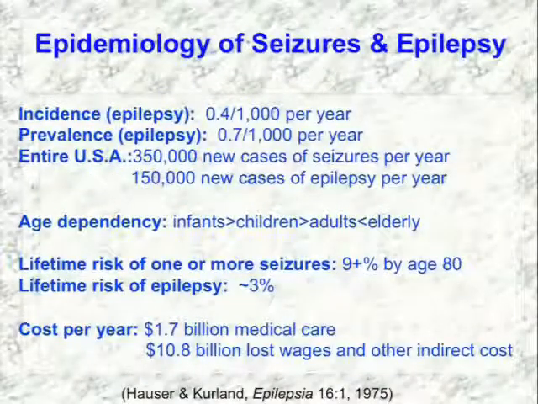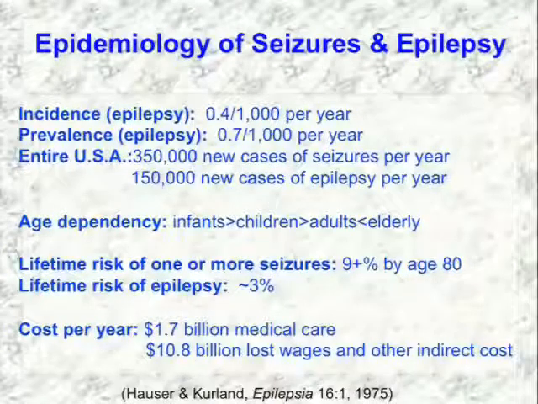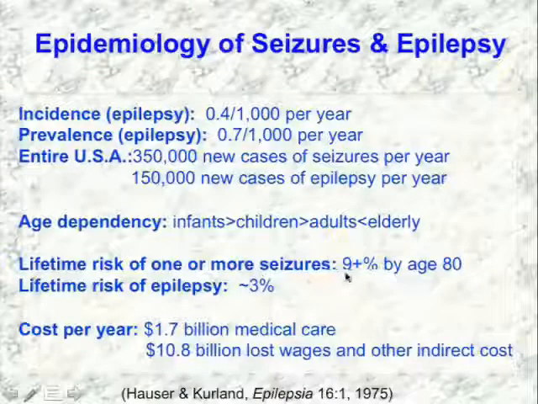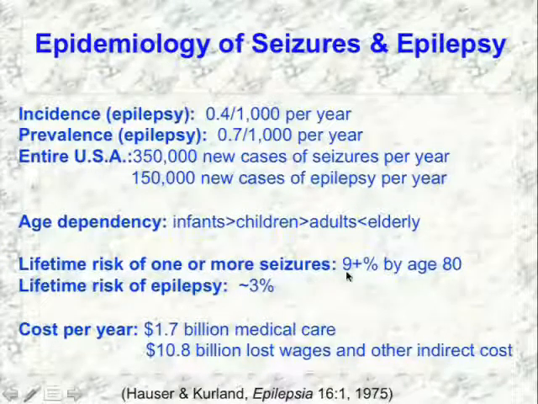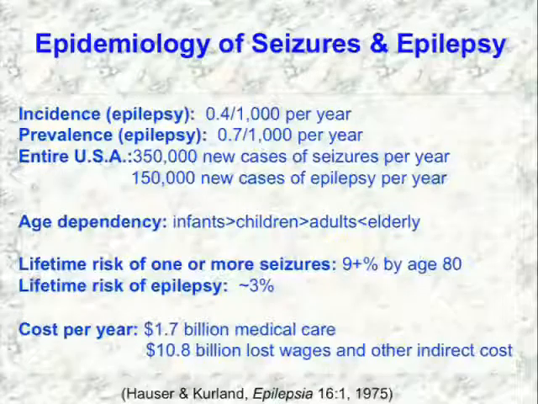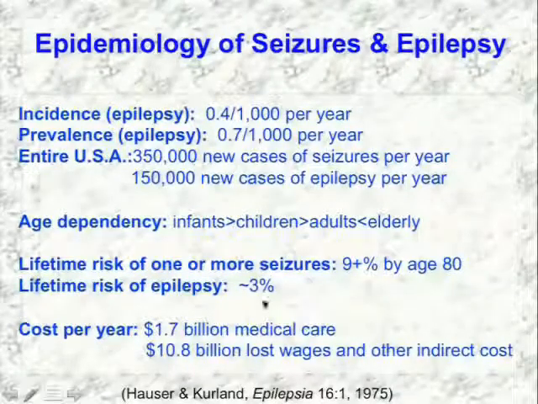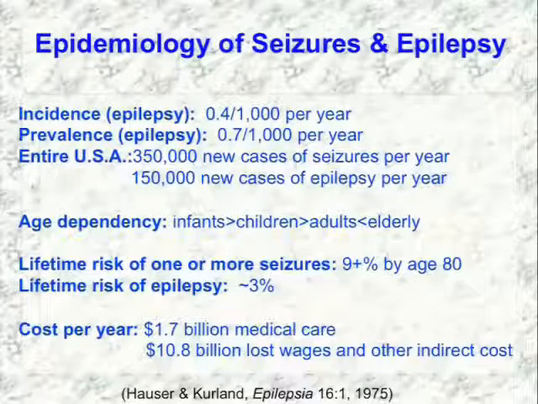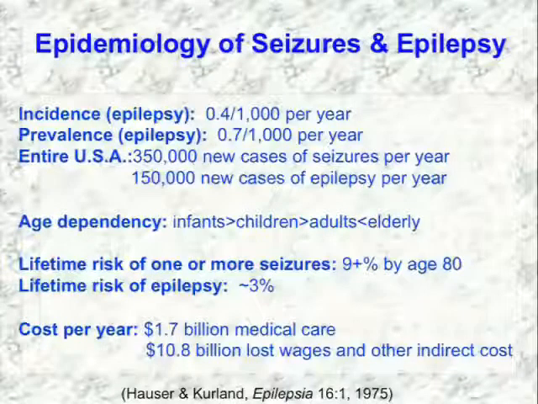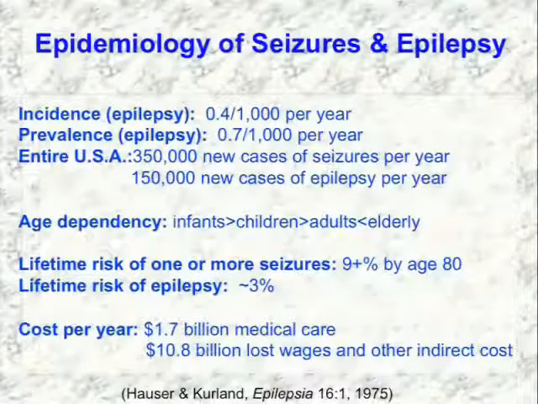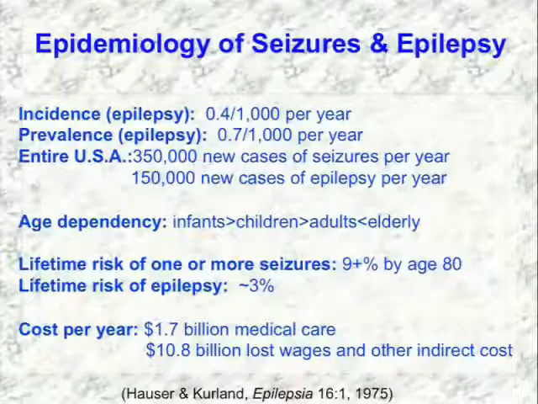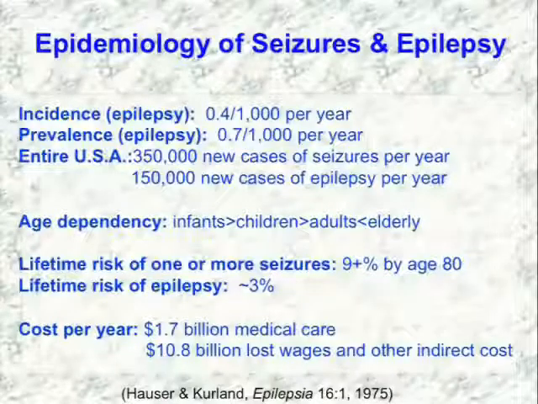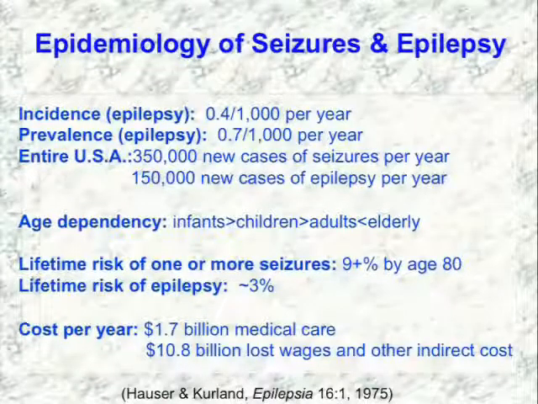So seizures are far more common than people realize. The lifetime risk of having one or more seizures is actually almost 10% by the time you reach age 80. So 1 out of 10 people will experience a seizure at some time. However, only about 3% of the population will ever have epilepsy, chronic recurrent seizures. So that tells you right away that a lot of the seizures that people experience are either isolated single events, not epilepsy, or acute symptomatic seizures from illnesses of different sorts. Beyond this, only 1% of the population is under active treatment for epilepsy at any given time.